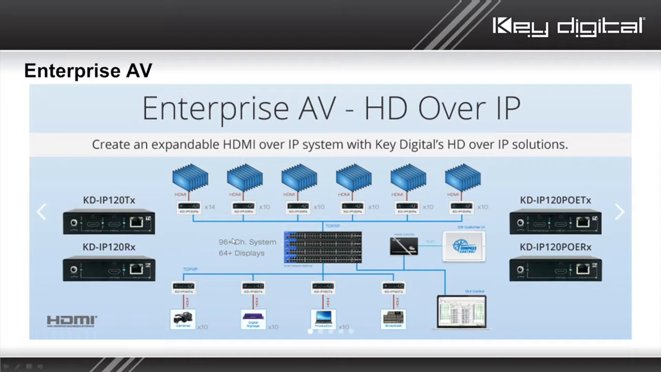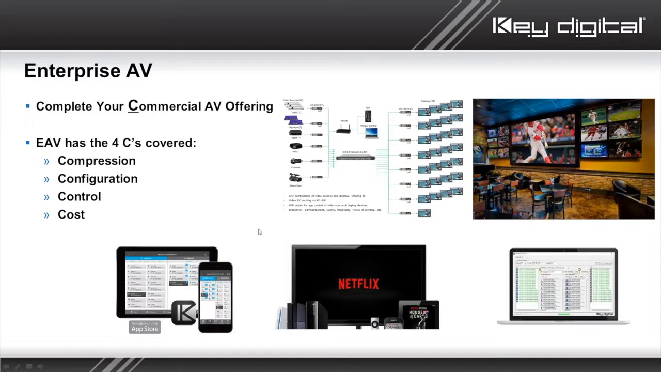Completely flexible. So if you want to create a 1:19 video distribution system, you do it with Enterprise AV. If you need to create a 4:20 video matrixing system, you do it with Enterprise AV at a very cost-effective means.